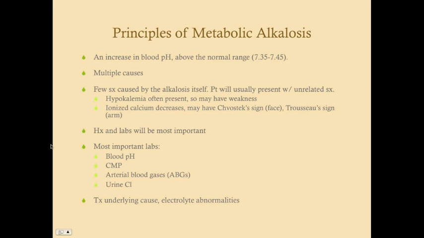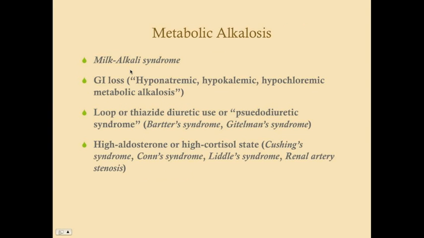So history and labs are going to be most important, and the most important labs, of course, are going to be your blood pH and arterial blood gases. Those are going to help you diagnose the metabolic alkalosis. And then your complete metabolic profile to check for electrolyte abnormalities and urinary chloride. So look for these 4 basic labs to diagnose metabolic alkalosis. So these are the 4 categories of syndromes we're going to talk about.